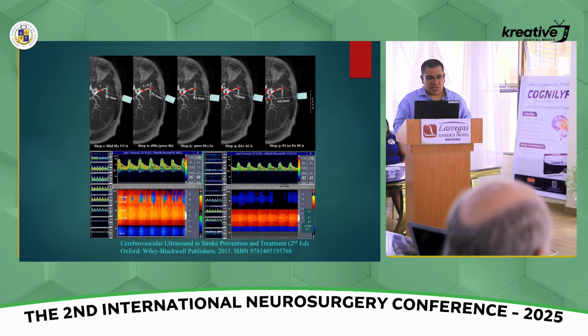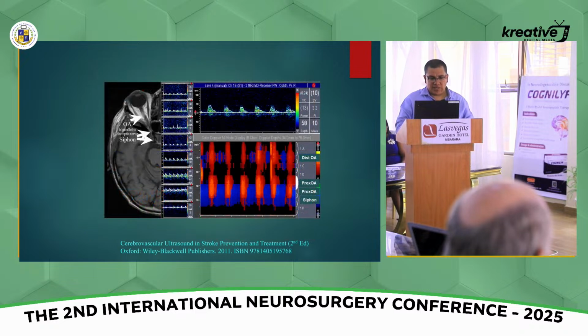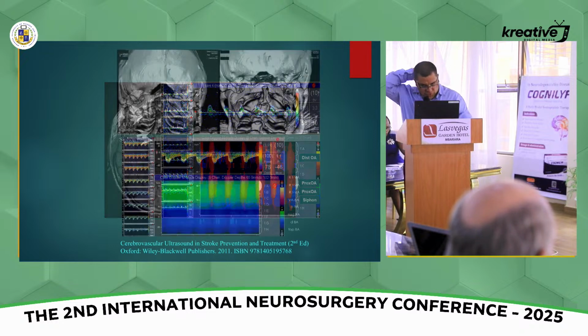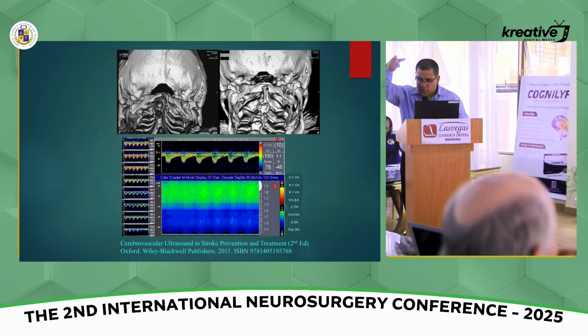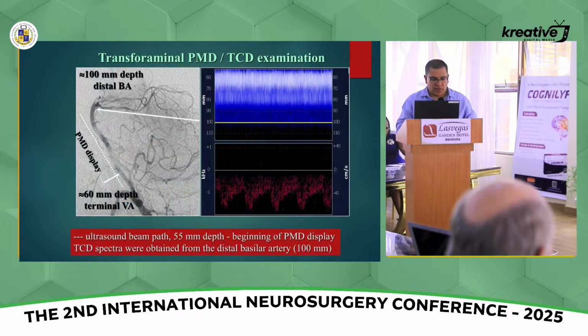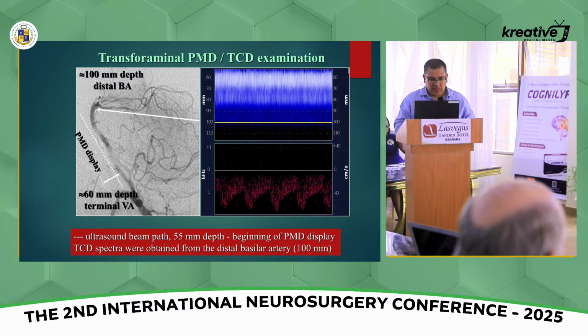Same here, but this time through the ocular window, in which you can see the flow of the terminal ICA, and you can change depths as you go. This is one example of a study done from the occipital window, in which, because you're insonating from the back, blood flow is going away from you, right? And remember I told you it's going to be negative, because the flow is going away from you. And this is just another example of insonation with detection of abnormalities in the basilar artery, showing abnormalities in the flow.